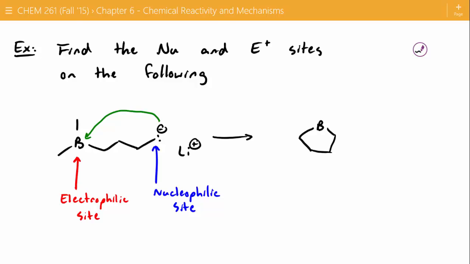What are we missing? Well, the methyl is off of the boron, and then lithium is just hanging out, doing its thing. Are we done? Oh, what's not right? Negative charge. See, we got to keep track of our formal charges. Now we've got boron with a negative charge, but we were able to predict the reactivity of this molecule just by identifying its nucleophilic site and its electrophilic site.